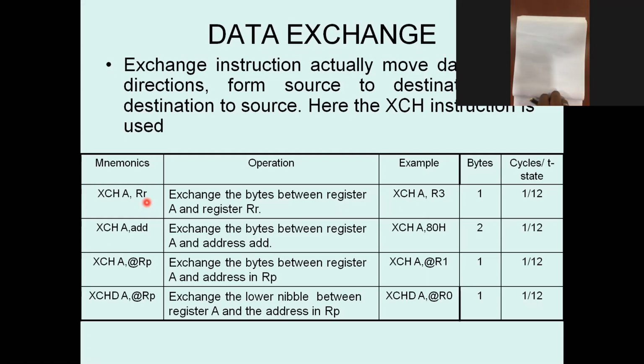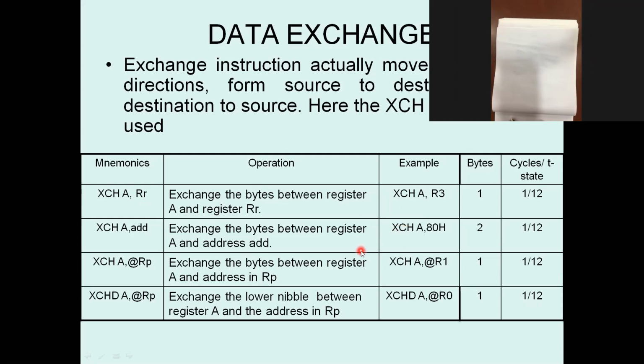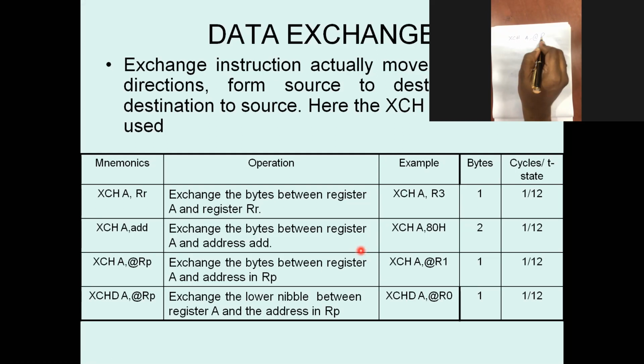Next, what are the functions of the third one? The third one is XCH A, @R0. What is the function of @? The content stored in R0 is an address, and the content at that memory address and the content of the accumulator will be exchanged.